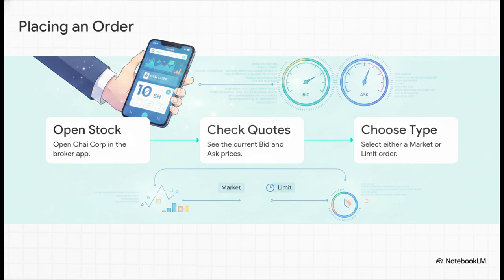If she places a market order, her broker just reaches right across the spread and buys at the best available ask right away. Boom, done. She gets her 10 shares instantly at roughly 200.20, totaling about 2,002 rupees plus some small charges. But if she thinks that price is just a touch too high, she can place a limit order at, say, exactly 200.00. Now she waits.